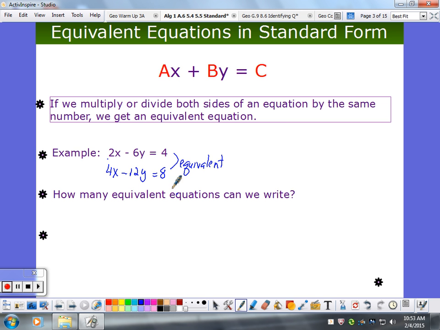So I could also divide everything by the same number. Let's say I divide both sides by 2.